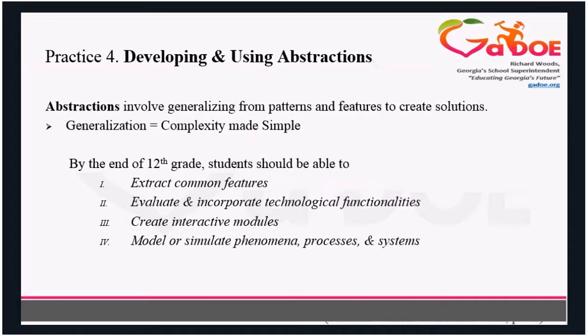So by the end of 12th grade, we're looking at students extracting common features, usually at a big data set or something in a long series and line of code, evaluating and incorporating some technological functionalities, looking at technologies and evaluating them, and then incorporating pieces into something they're creating, and then creating interactive modules for other users to tinker with, and then modeling or simulating phenomena, processes, and systems, which we've talked about before.